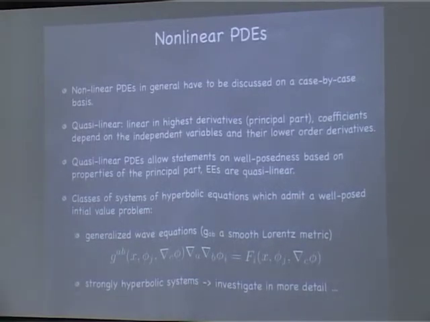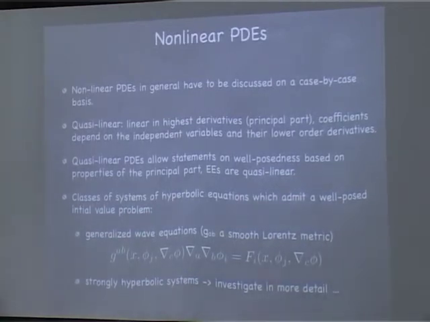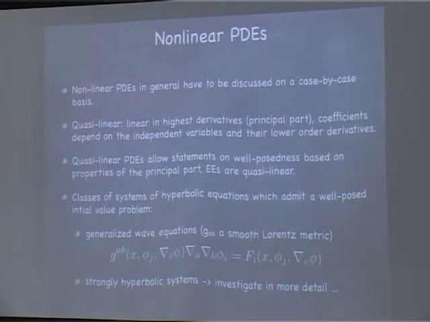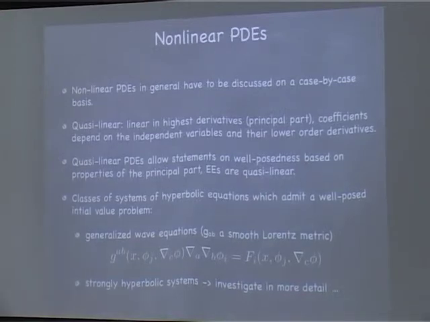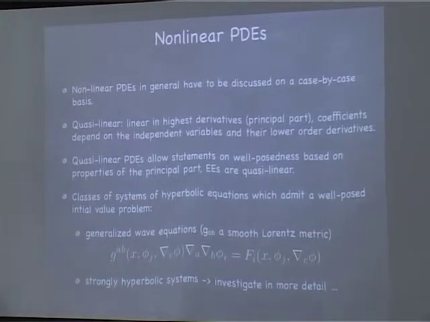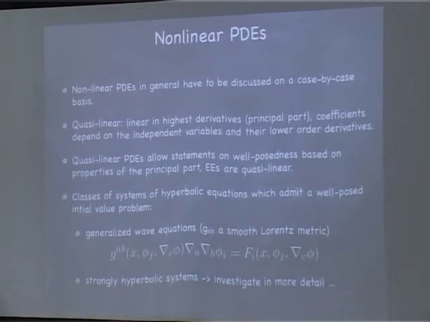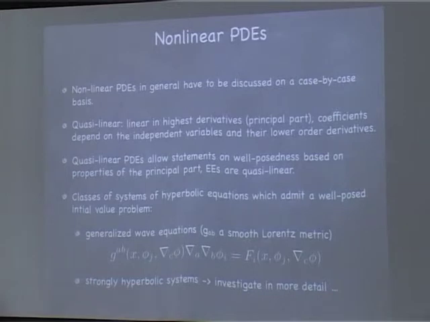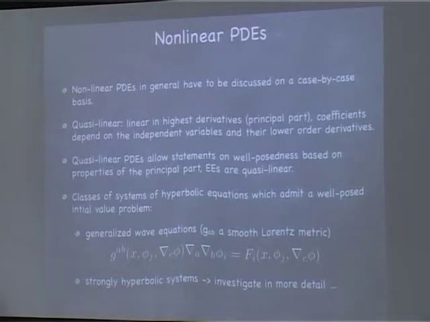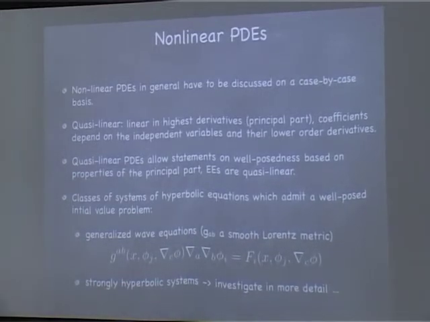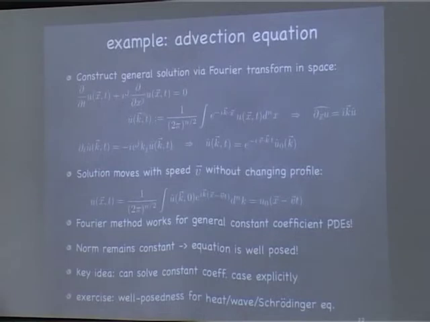So this has the nicest properties. If your system of equations is actually a generalized wave equation, you have lots of mathematical tools and lots of results which make your life easy. You can write the Einstein equations in this form, which is useful, but it's not always the most useful thing, and sometimes you need more general ways. The more general case is so-called strongly hyperbolic systems, and these are the ones which we'll investigate in a little bit more detail.